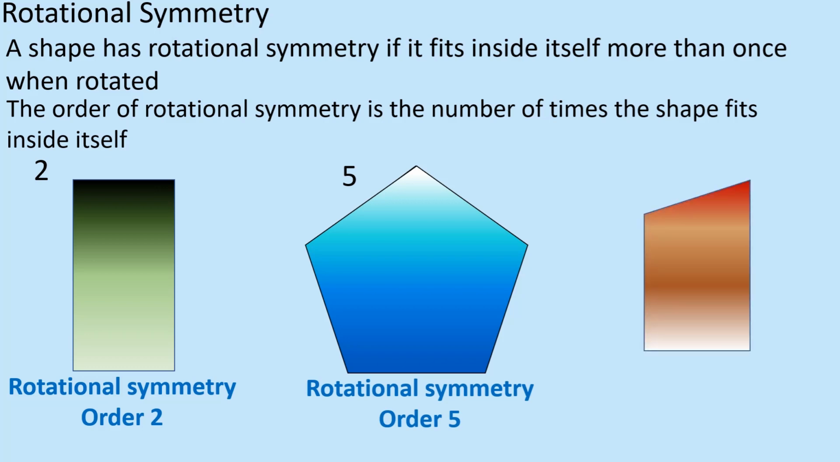All right, and then of course you've got one that looks like this one. It didn't have a line of symmetry. Well, if I spin it right round on itself, it only has the 1. It takes all the way around to appear on itself. So it's got rotational symmetry order 1.